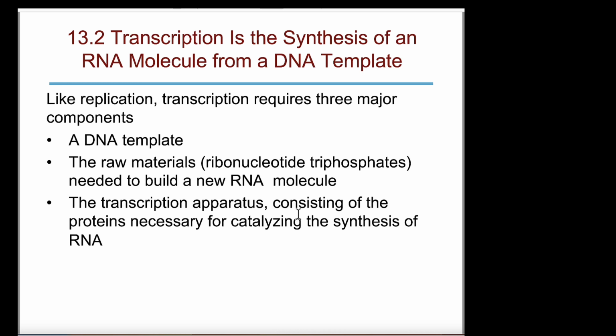Okay, so let's go into transcription. Just like we saw in replication, there are 3 major components. You can divide the stages of transcription into 3: initiation, elongation, and termination. The major components needed to carry out transcription are a DNA template, the raw materials, which are the ribonucleotide triphosphates that help to build the RNA molecule, and the transcription apparatus, which is composed of the proteins necessary for catalyzing or synthesizing RNA.